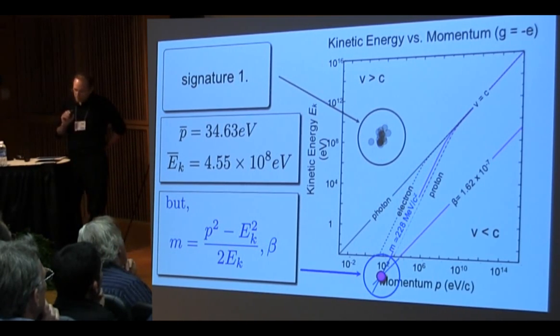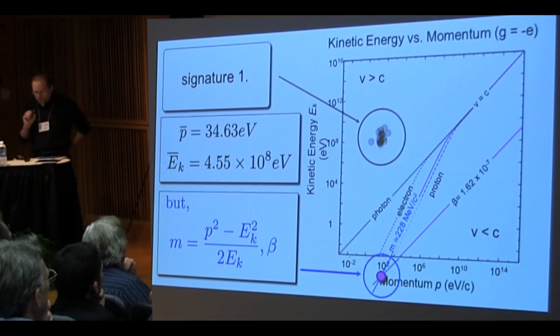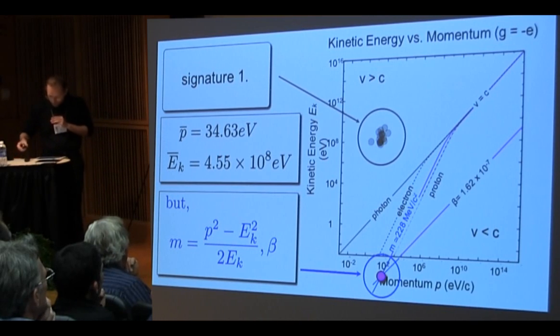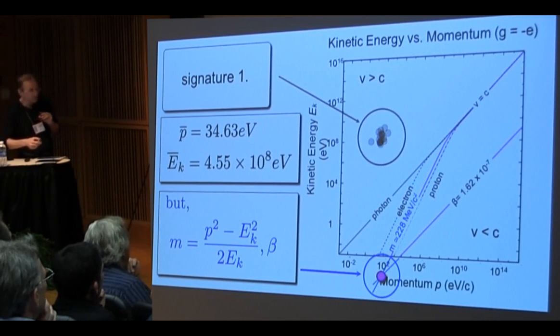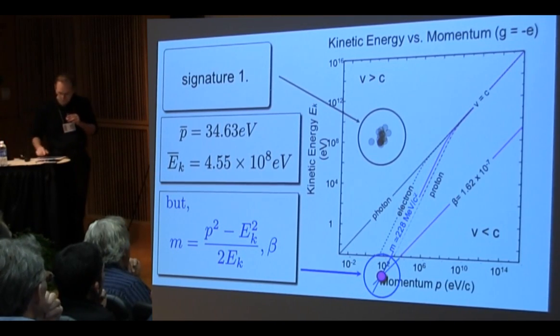Using the standard equation to find mass of charged particle tracks, that is the energy-momentum relation, we find a mass of about 200 mega-electron volts and a very low beta value whose contours intersect nowhere near our cluster of points. So this is using the standard computation.